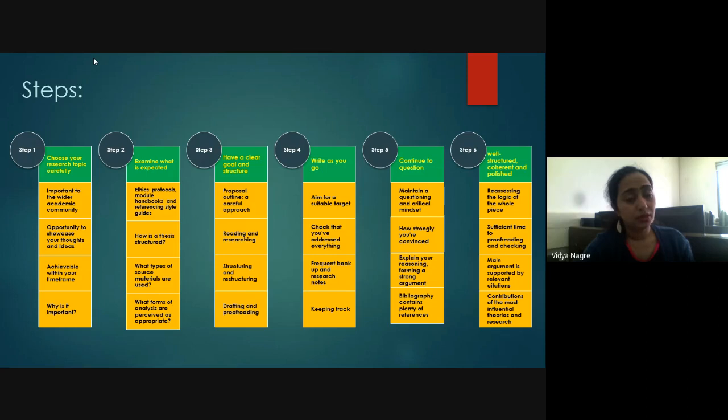For example, the topic that you choose has to be important to the wider academic community. It should not be beneficial only to you or only to a limited number of people. It should be beneficial in a larger sense. Only then will it be considered a contribution. Then it is an opportunity to showcase your thoughts and ideas, so you have to design that platform very carefully.